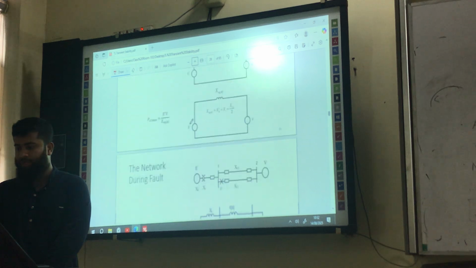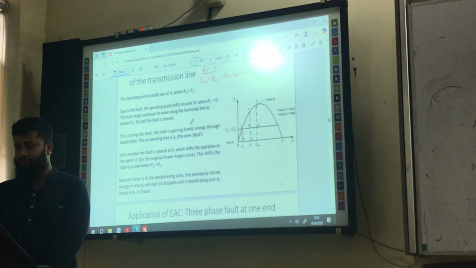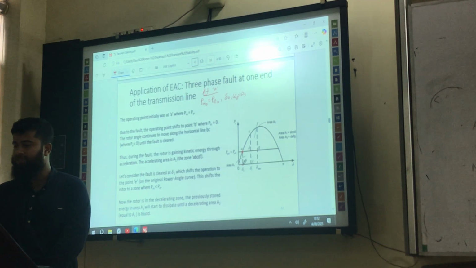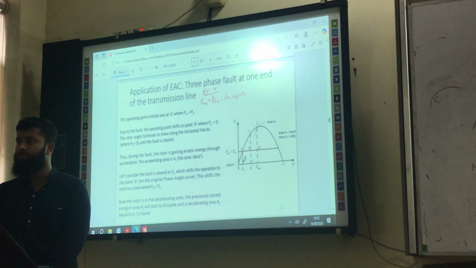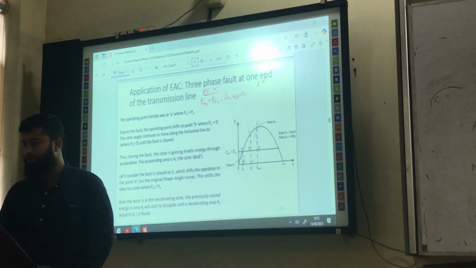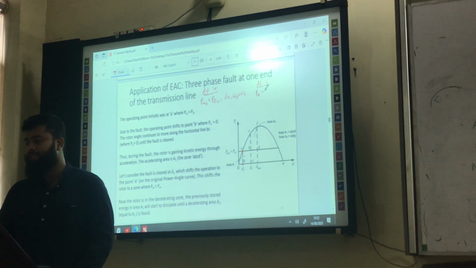So whenever there is a fault, the operating point will jump from A to B, right? Because at point B, Pe is 0. The power transmitted to the infinite bus should be 0. So due to the fault, we see a jump from point A to point B. So what is the information at point B? At point B, our Pe is 0, right?